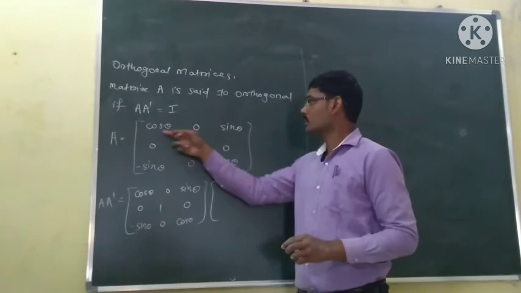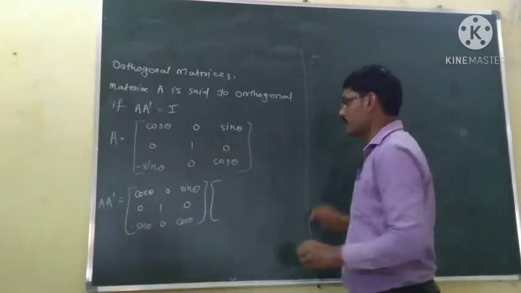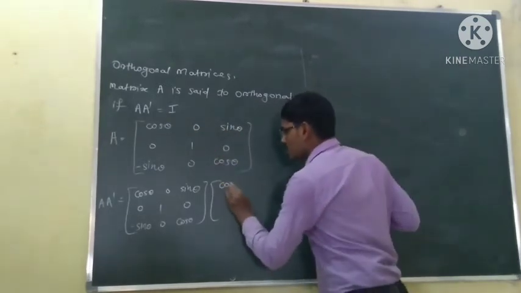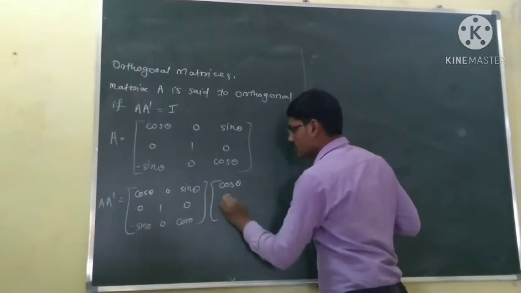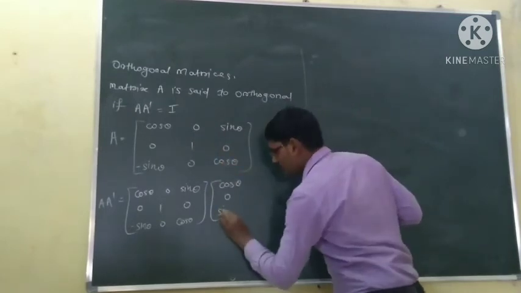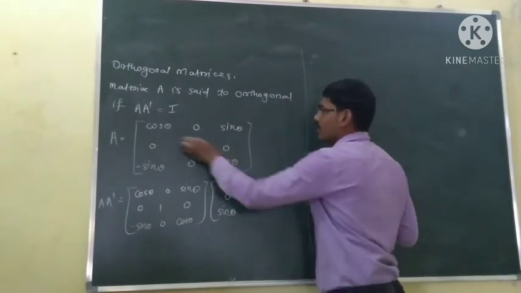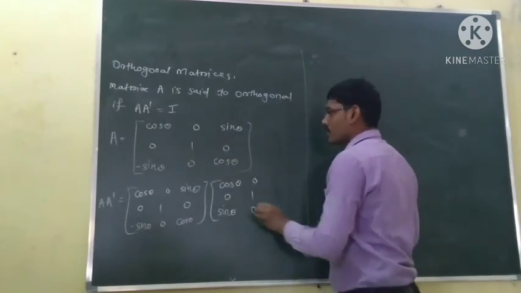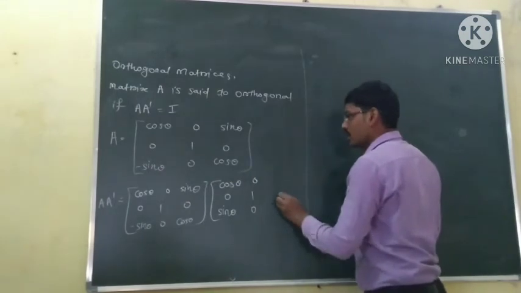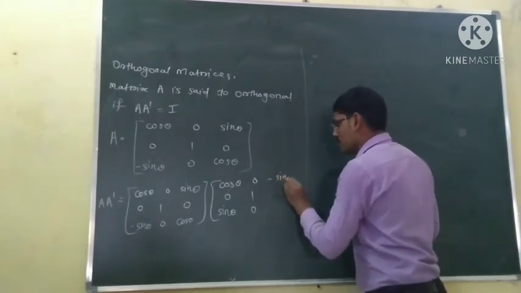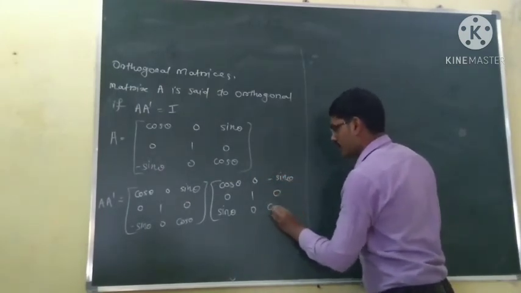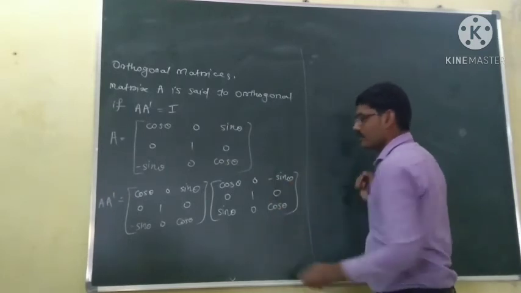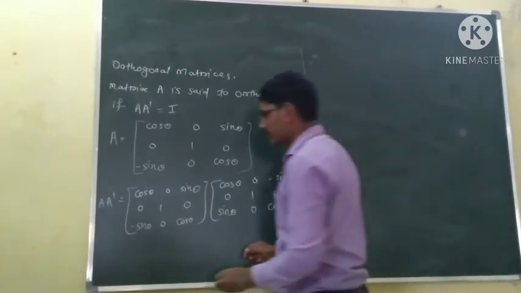Interchange rows and columns. So this first row becomes the first column. So what is the first column? Cos theta, 0, sin theta. The second row becomes the second column: 0, 1, 0. The third row becomes the third column: minus sin theta, 0, and plus cos theta. Now take this multiplication.